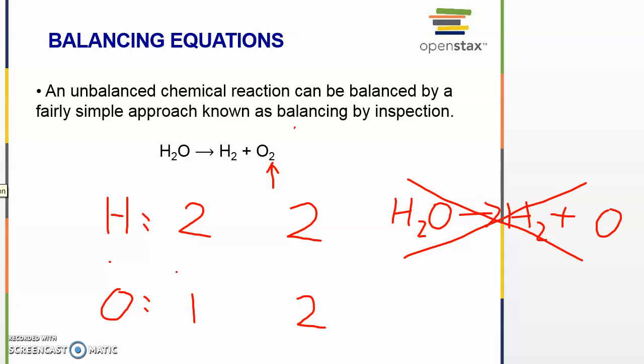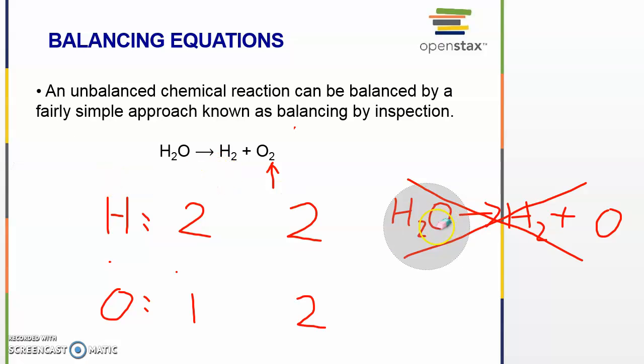Okay? Let me say that again. You are not allowed to change the subscripts. For example, here, water is H2O. You cannot change it to either HO or H2O2. No, you cannot do that. You are only allowed to play with the coefficient.